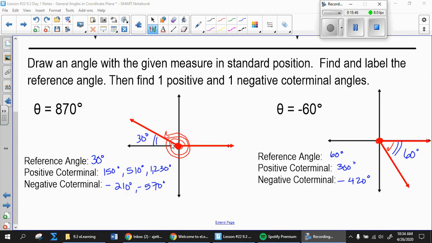Down here, we draw our angle. So 870 is actually 2 full rotations going counterclockwise, and then another 150. Negative 60 is going clockwise, just 60 degrees. So we have a reference angle over here of 30, reference angle over here of 60. And then remember, we can add or subtract any 360, 720, 1080 to get to our positive and negative coterminal angles. Remember, negative coterminal does not just mean subtract 360. It means that your angle here actually has to be negative. All right, go ahead and do your lesson number 22 practice.